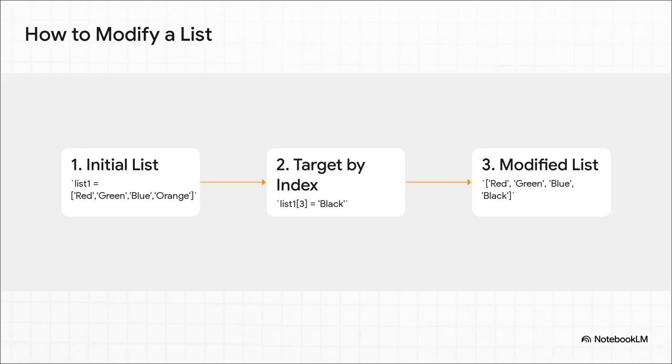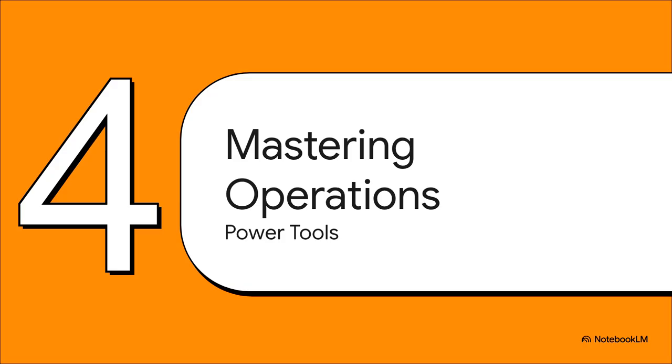And just like that, the original list itself gets updated. Orange is gone, black is in. It's that easy. But it goes way beyond just changing one item at a time. Python gives us a whole workshop full of built-in operations just for lists. These are like the power tools that let you slice, dice, and manage your collections of data with total ease.